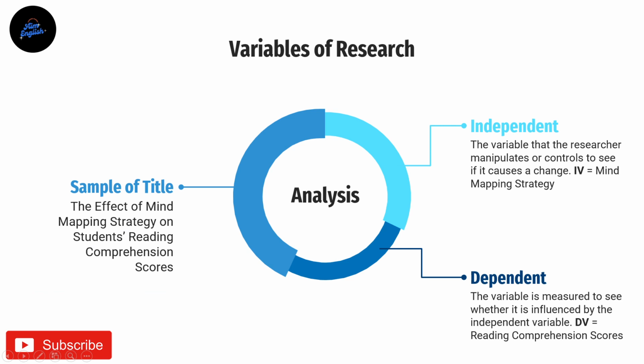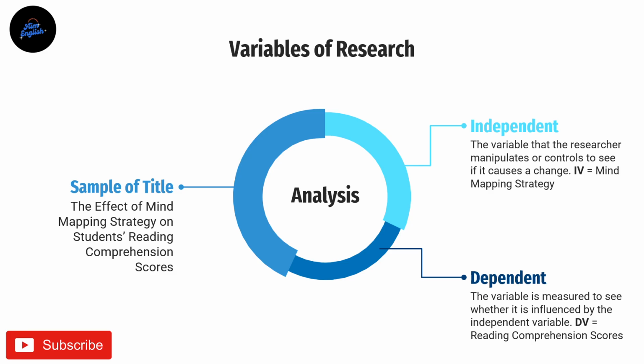Before we go further, let's talk about something which is also very important in research. It's about the variables. In variables, we commonly have two terms which are called independent and dependent variable. Now here we have a sample research title: the effect of mind mapping strategy on student reading comprehension score. Then here we're going to decide the independent variable and dependent variable. According to the title, we can understand that the independent variable is the mind mapping strategy and the dependent variable is reading comprehension score.